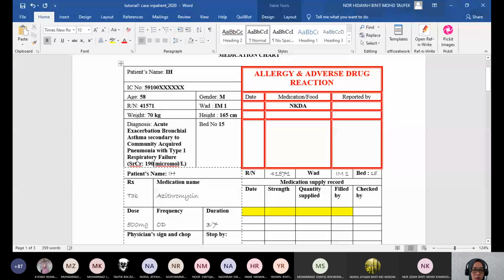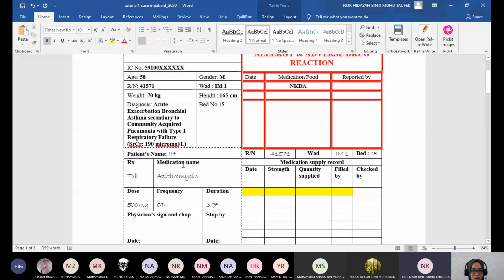In an elderly patient, you always need to check this. Anyone knows what this is? What is this? Okay, serum creatinine. So what is this for? To check if the patient has a kidney problem. Okay, so how do you check whether there is a problem with the kidney or not?